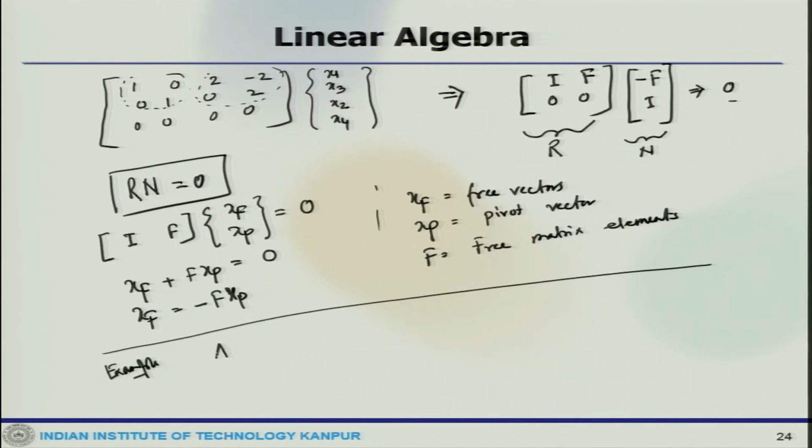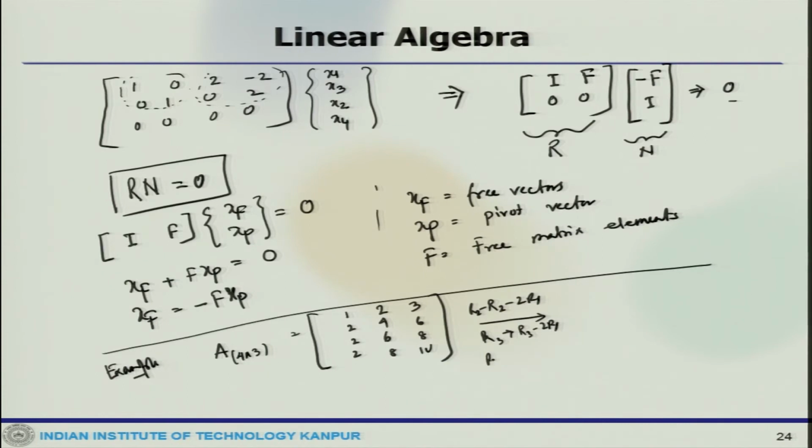Let us say A is just 4 by 3. So, just reverse this one, this would be 1 2 3, 2 4 6, 2 6 8, 2 8 10. So, we have 4 rows, 3 columns, and again if we do the operations here, let us say R2 is R2 minus 2 R1, R3 is R3 minus 2 R1, and R4 is R4 minus 2 R1.